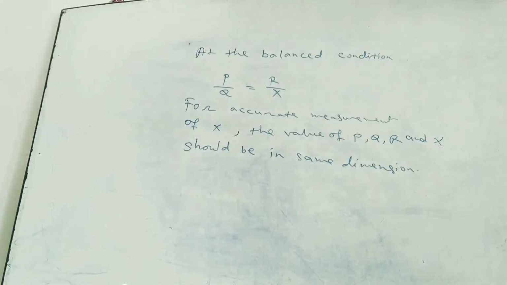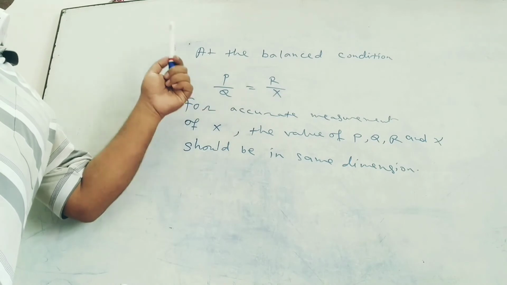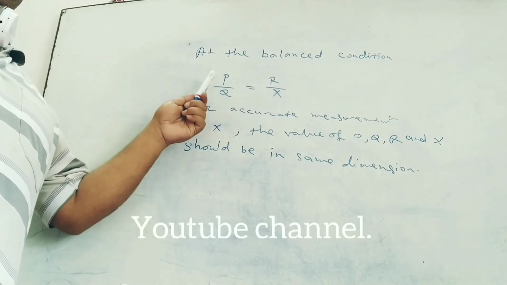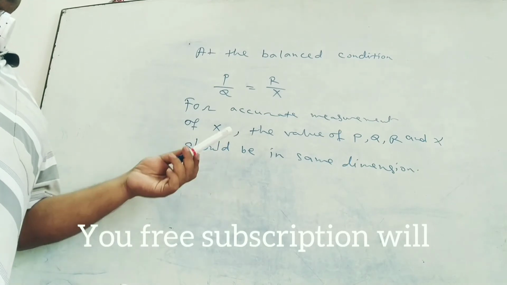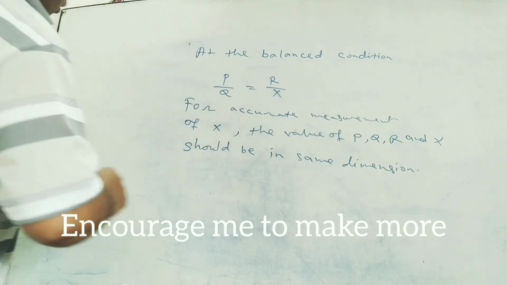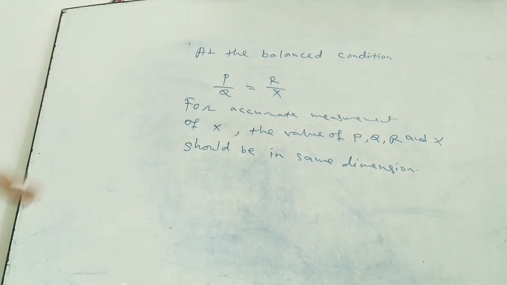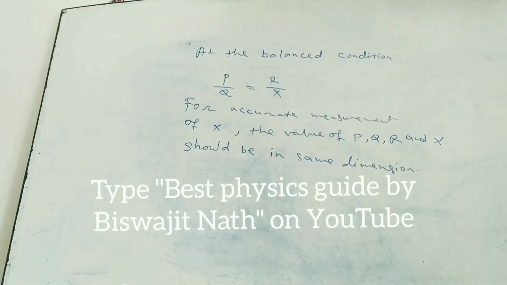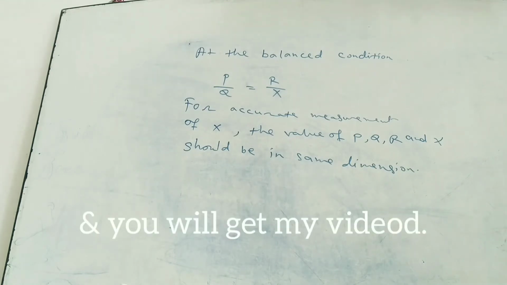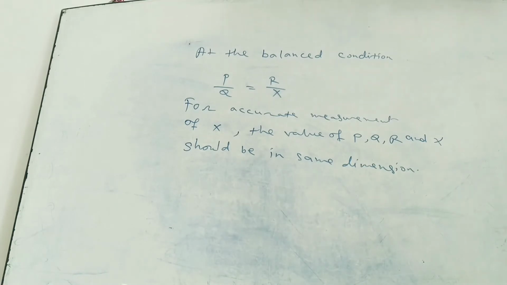Therefore, if the values of P and Q are very high and the value of R is very low, we cannot get the accurate result of X. Or on the other hand, if either P or Q or X is very small, then we cannot get the accurate value of X. That's why by Wheatstone bridge we cannot measure very high resistance.